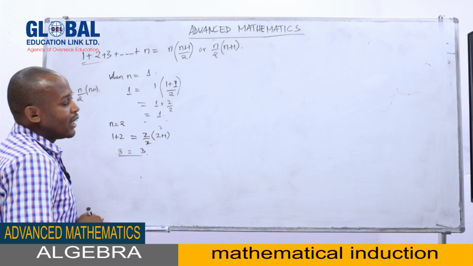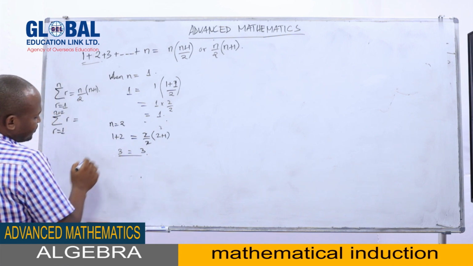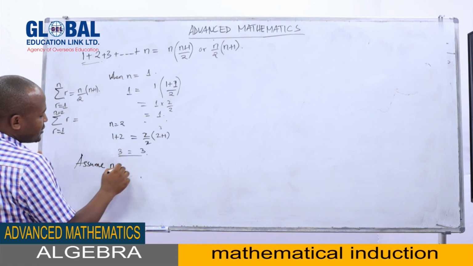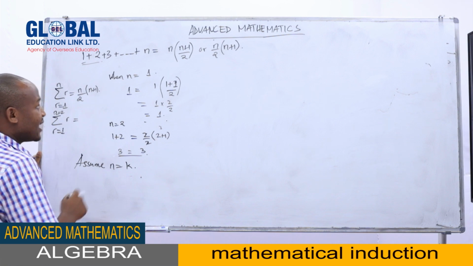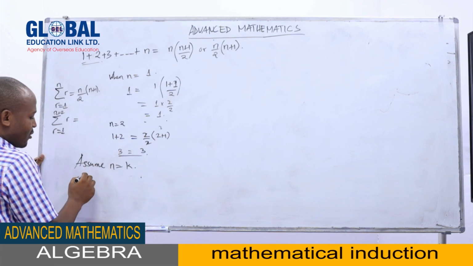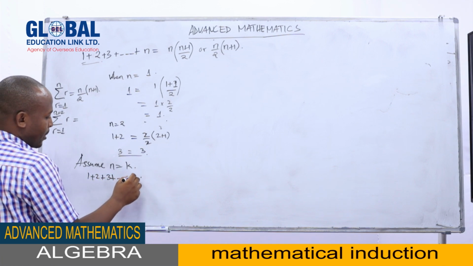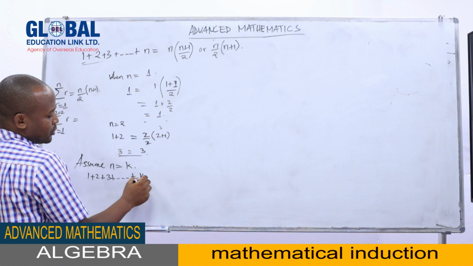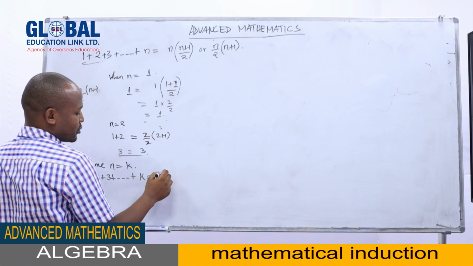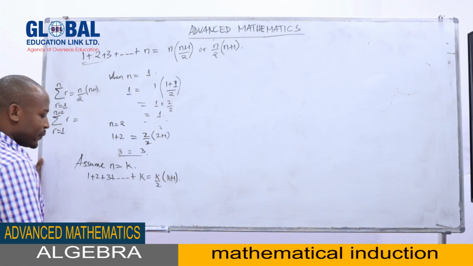Now let's go on with our proof. Now assume n is equal to k for all positive integers. Then what shall we have? In other books they say by hypothesis we have 1 plus 2 plus 3 down to k is equal to what? To k over 2, then k plus 1.